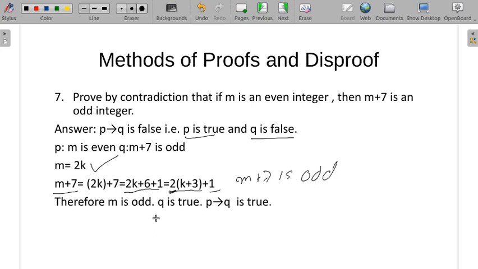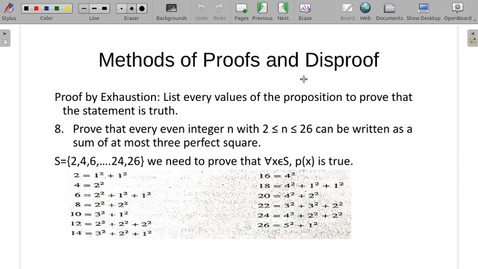So therefore m plus 7 is odd. So Q is true. That means P is assumed to be true, Q we have proved as true. Therefore P conditional Q is true. So contrary to our assumption that P conditional Q is false. We assumed that P conditional Q is false, but we finally proved that P conditional Q is true, contradicting our initial assumption.